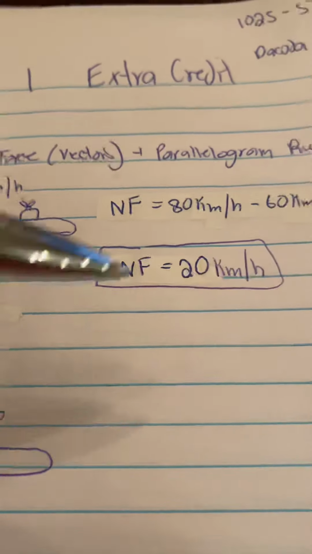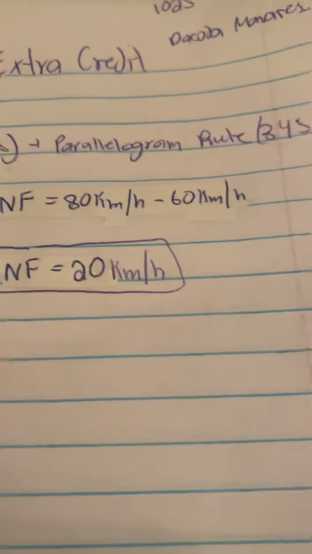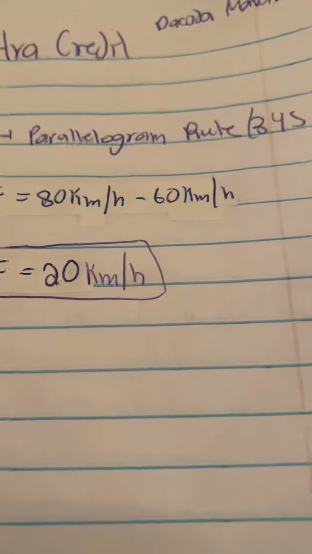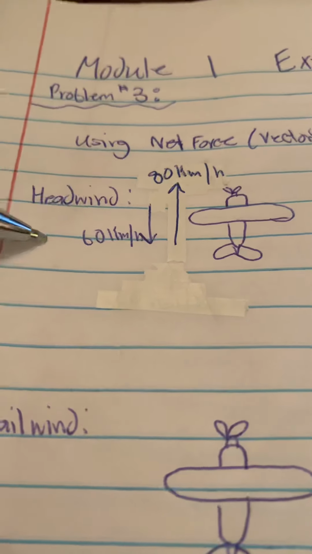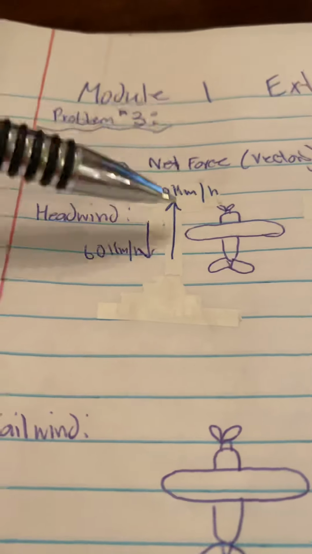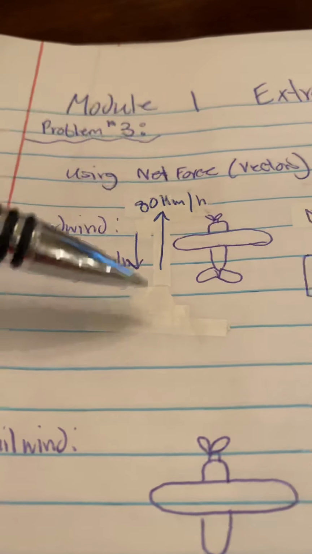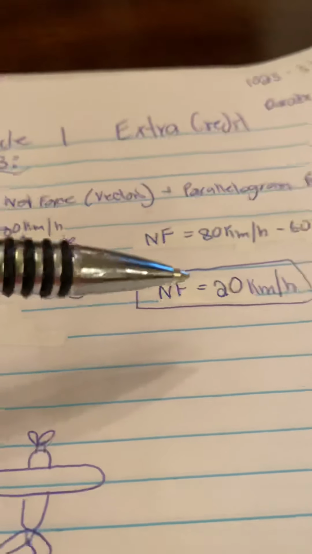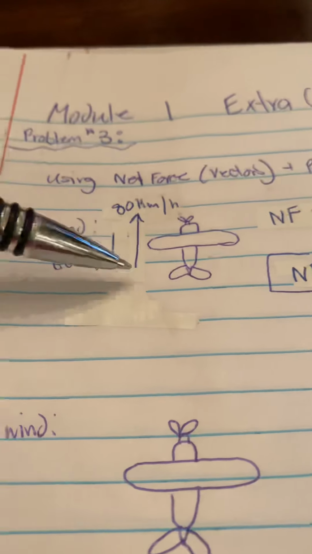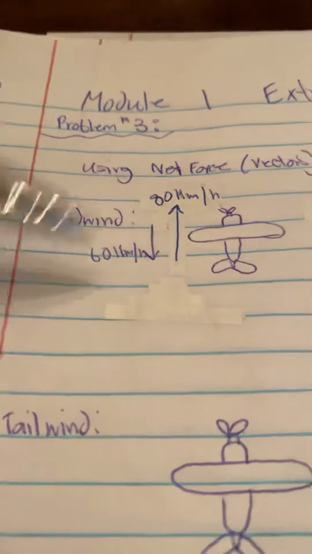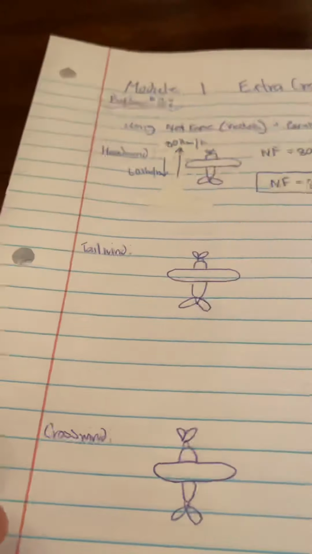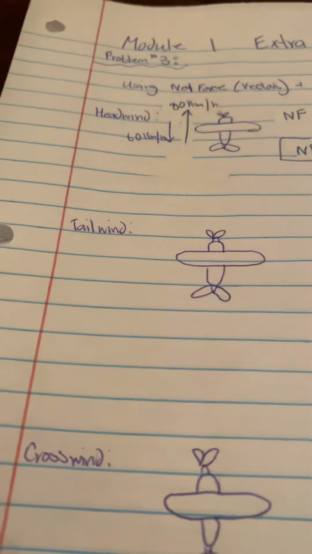So you take the 80 kilometers an hour, subtract it by 60 kilometers an hour, and you'll get an overall net force of 20 kilometers an hour. Since 80 is greater than 60, the overall direction will be going this way with the airplane. So this 20 kilometers an hour is going this way, the direction with the airplane, since 80 is greater than 60.